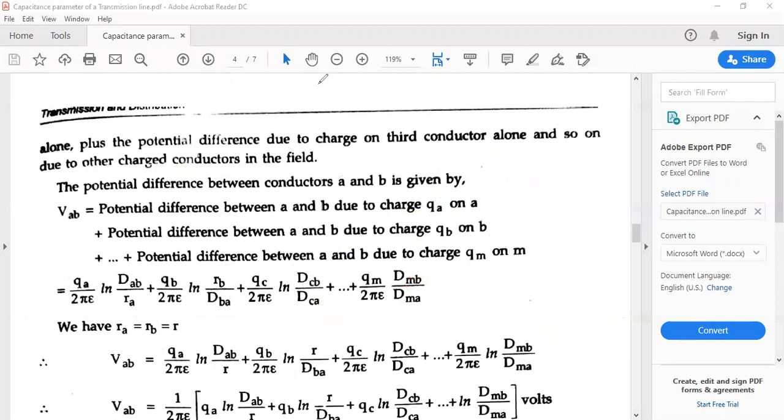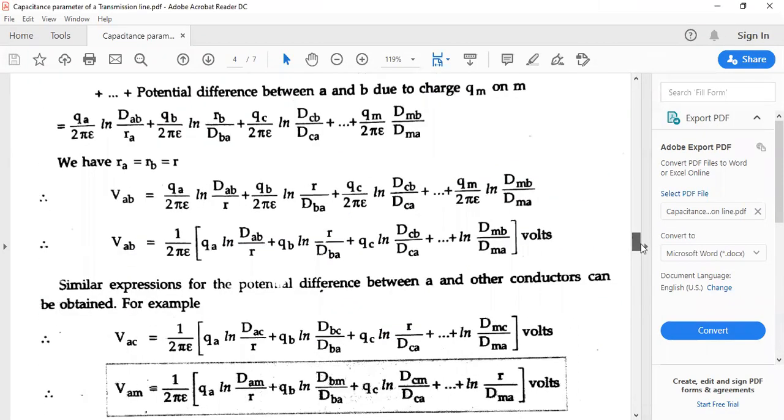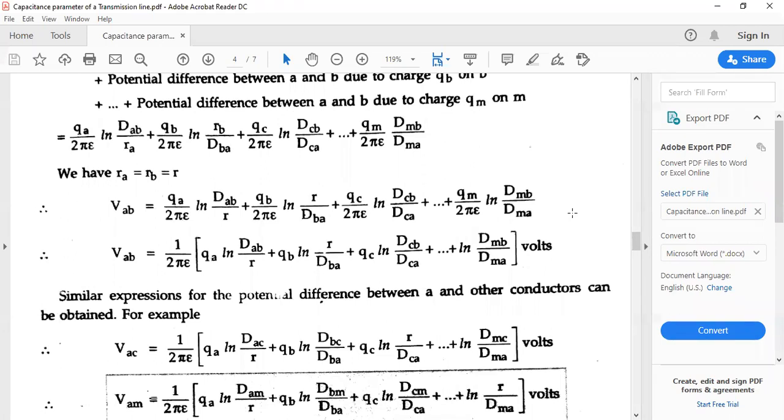Later, to analyze this, I need to find the radius. As told, the radius is kept constant, so Rm is said to be R. So QA divided by 2 pi epsilon ln of DAB divided by R, plus QB divided by 2 pi epsilon ln of R by DBA, plus QC divided by 2 pi epsilon ln of DCB divided by DCA, plus QM divided by 2 pi epsilon ln of DMB by DMA.